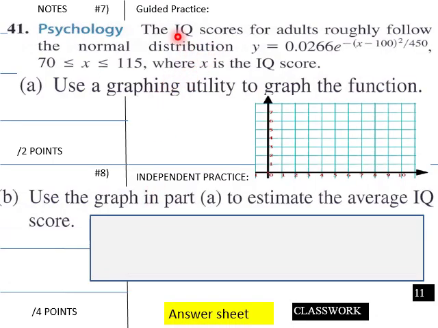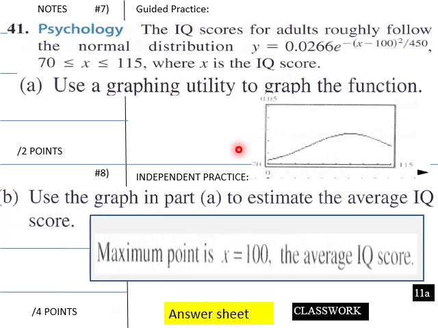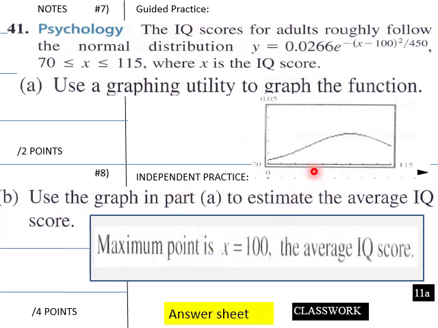Let's try one now. IQ scores for adults roughly follow the normal distribution. y equals 0.0266e^(-(x minus 100) squared over 450), and x can be set between 70 and 115, where x is the IQ score. Use a graphing utility to graph the function. Use the graph to estimate the average IQ score. So to do this, here would be the graph for the IQ scores for adults. And so using that graph, the maximum point is x equals 100.